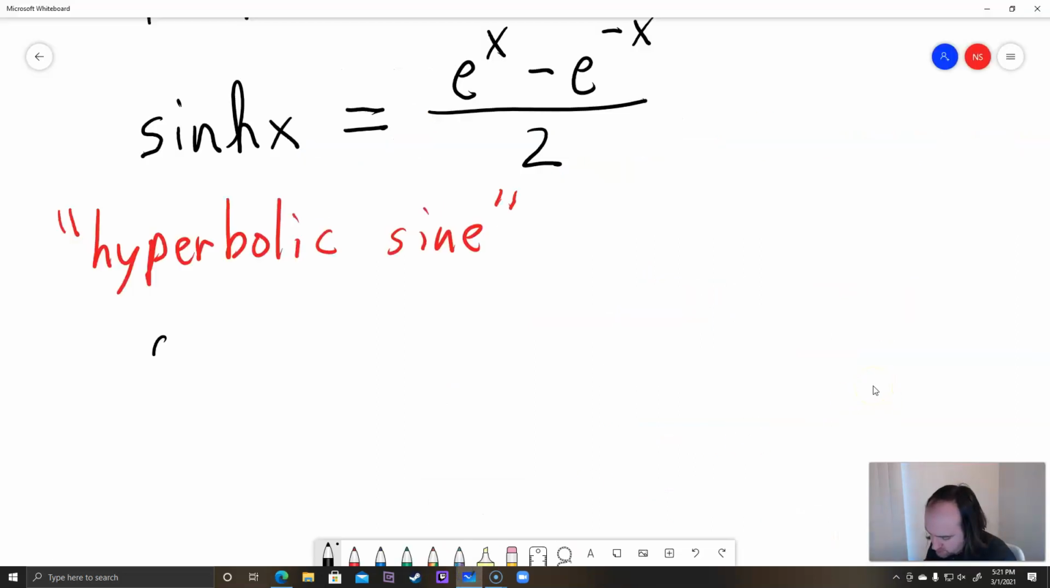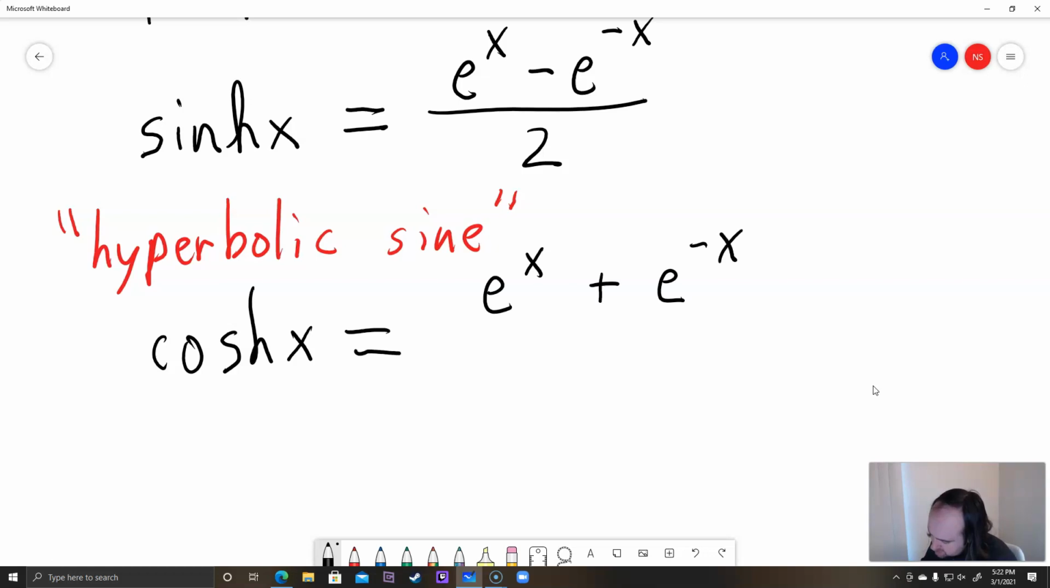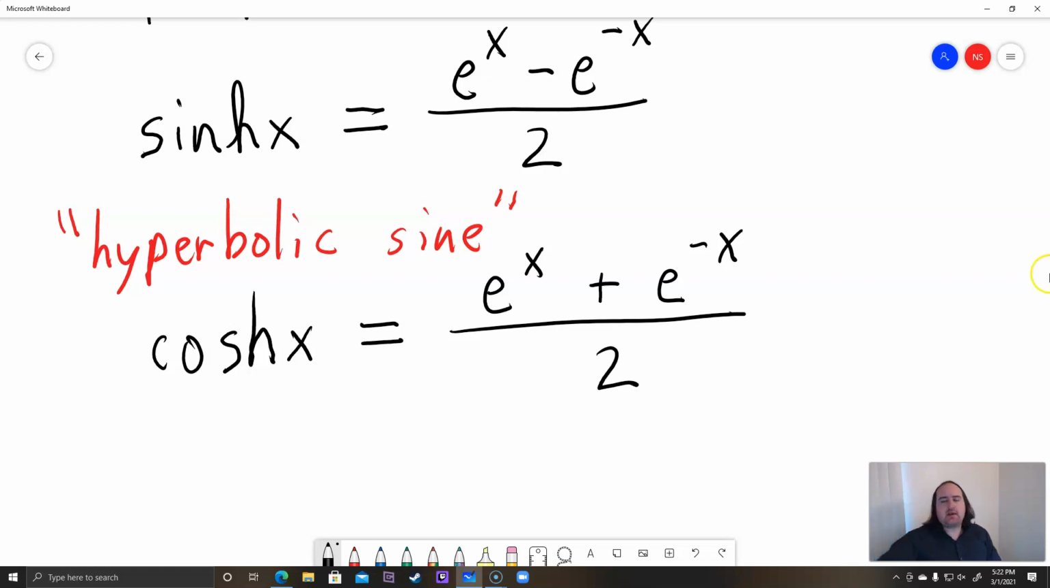So hyperbolic cosine, and the way people say that is cosh of x, is equal to e to the x plus e to the negative x all over 2. I don't know why my writing is getting wavy, but anyway, that should be good. So it's e to the x plus e to the negative x all over 2. Again, it's almost the exact same definition. It's just instead of minus, it has a plus for cosh. And that one is hyperbolic cosine.